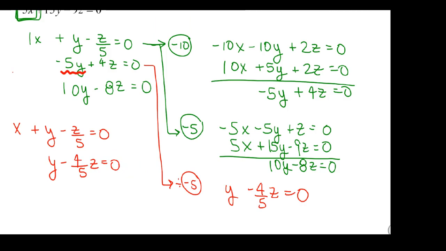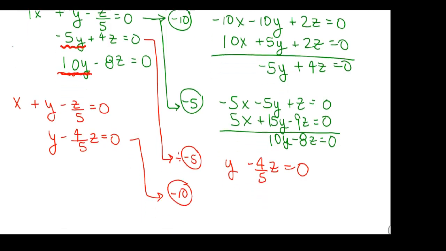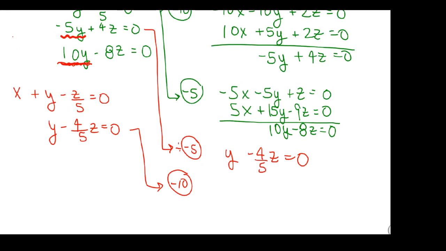The last step in the second iteration is to get a 0 coefficient on the y in that third row. So to change 10y to 0y, I take my row 2 that I just got and multiply it by the opposite of 10. So I'll have -10y plus 8z is equal to 0.